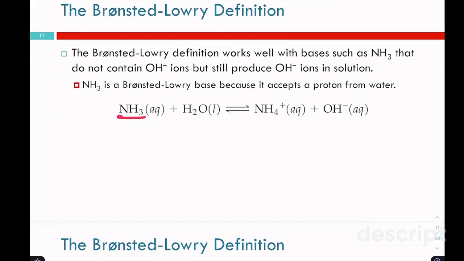But when ammonia reacts with water, it accepts a proton. One of these hydrogens gets transferred over to the ammonia, and then we get NH4 plus and an OH minus. So in this situation, ammonia, becoming ammonium, is accepting one proton, accepting one hydrogen, making it a Bronsted-Lowry base. And it makes the solution basic by increasing the concentration of OH minus in the solution.